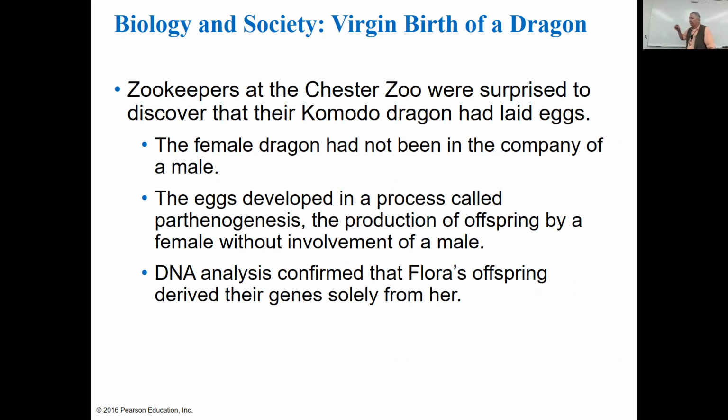And usually in sexual reproduction, you have to make specialized cells called gametes in a process called meiosis. And that's what a Komodo dragon would usually do. But some organisms, even though they do sexual reproduction, can occasionally go into an asexual means. And this is parthenogenesis: production of offspring by a female without involvement of a male. And DNA analysis confirmed that Flora's offspring derived their genes solely from her. In sexual reproduction, half your genes come from mom, half your genes come from dad. In asexual, they all come from mom.